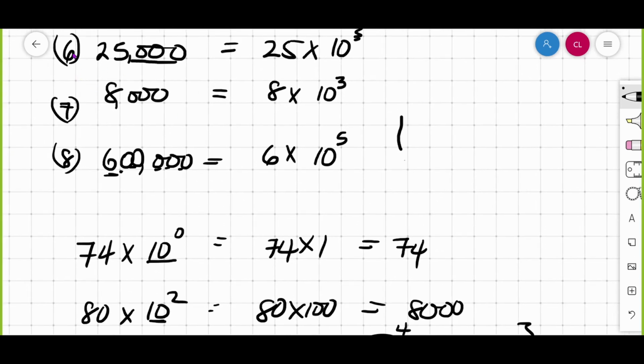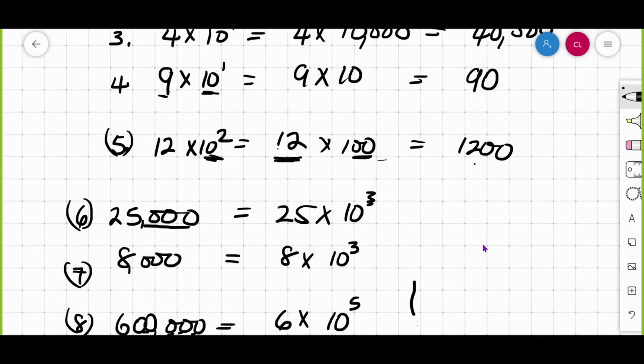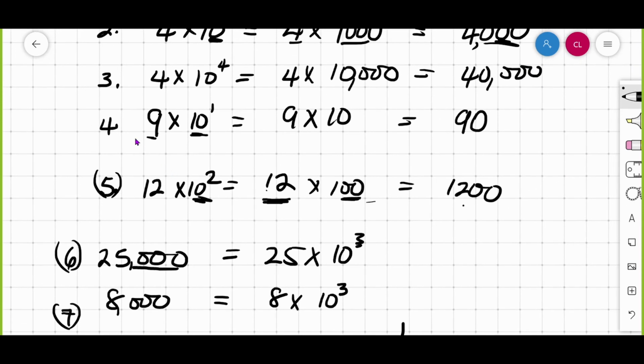In number 6 to 7, we are going to do the opposite now. Excuse me, sir. Yes, go ahead. Sir, could you repeat number 4, please? Number 4. Yes, sir. 9 times 10 to the first. 10 to the first is 10. So 9 times 10 is 90. All right. Thank you, sir.